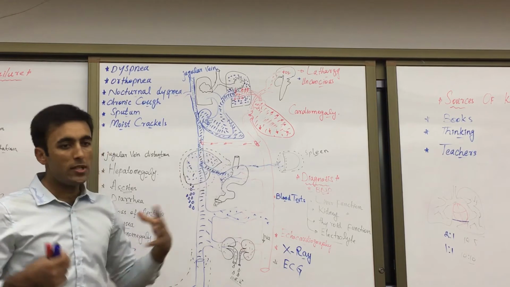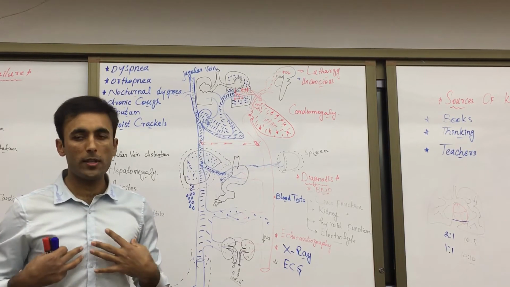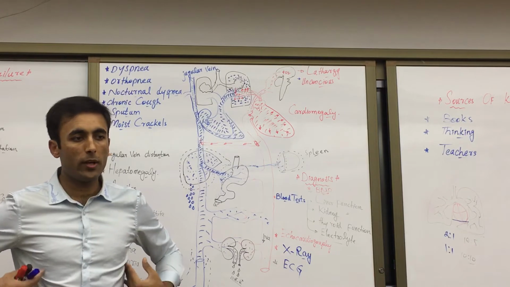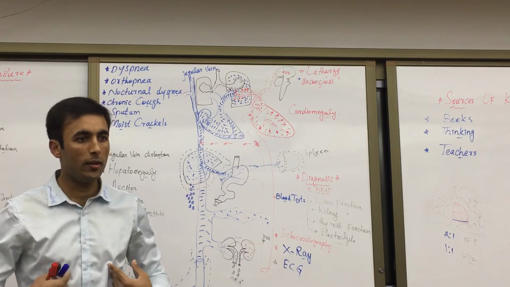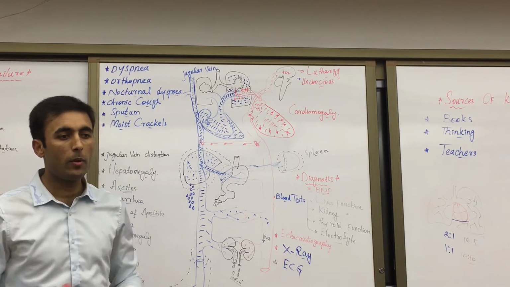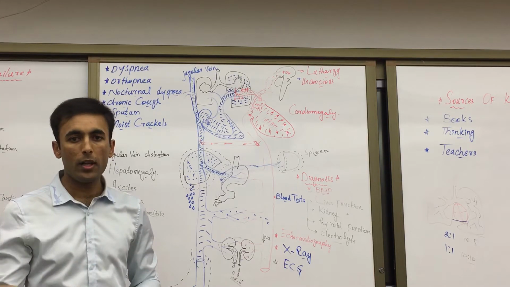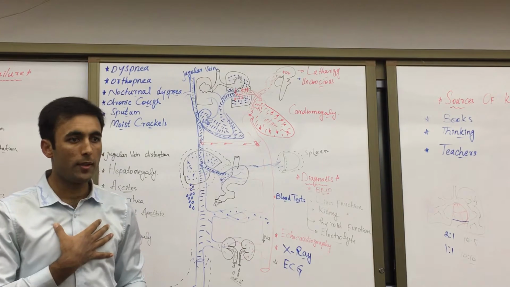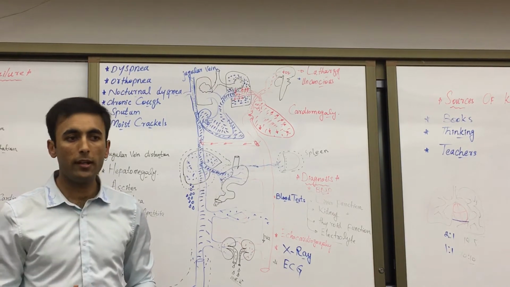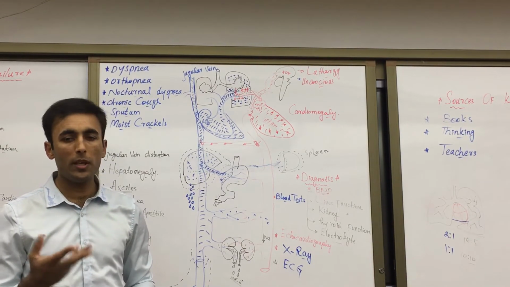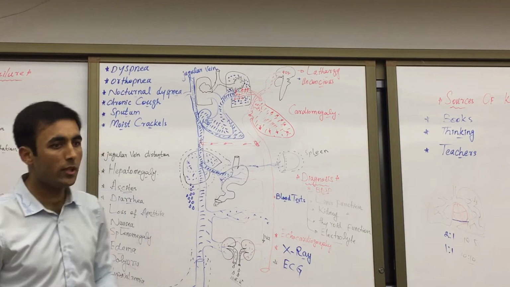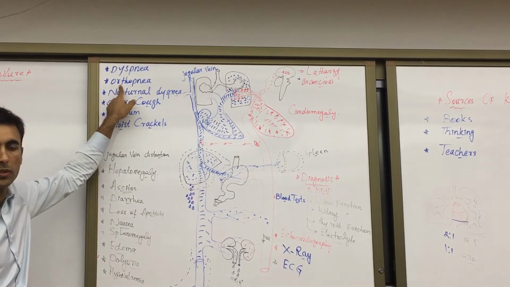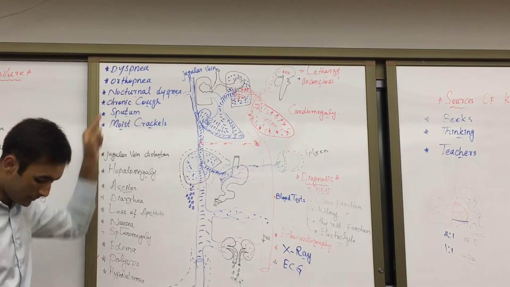Now, when the patient is in the standing position, the fluid accumulates in the lower part of the lungs. But when the patient lies down on the bed, the fluid accumulates in all parts of the lung equally, and the patient feels more difficulty in breathing. So the dyspnea becomes worse, and this worsening of the dyspnea is called orthopnea.